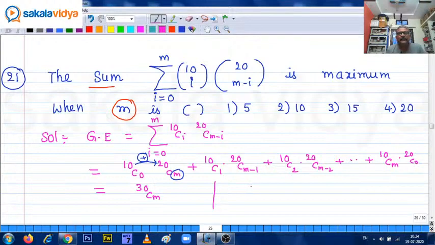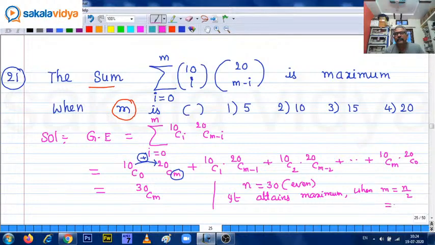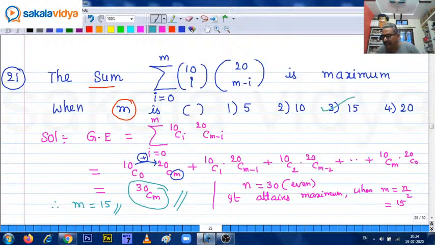Maximum means actually you take n equal to 30. This is an even number. It attains maximum when m is equal to n by 2, that means 15. Therefore the required answer is m equal to 15. When m is equal to 15, the coefficient 30Cm becomes maximum. So the third option is the right option.